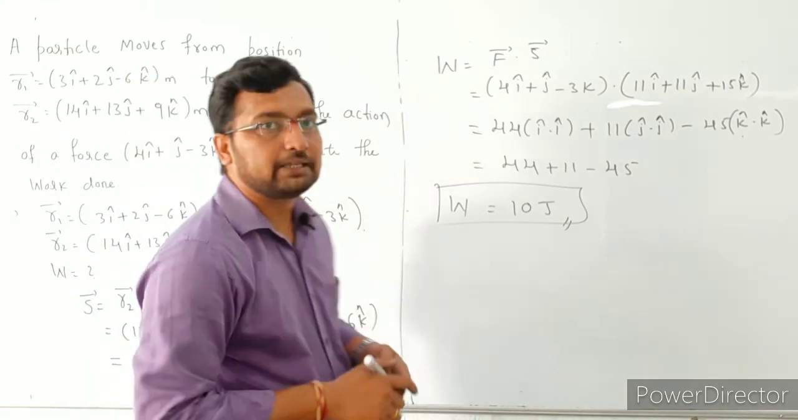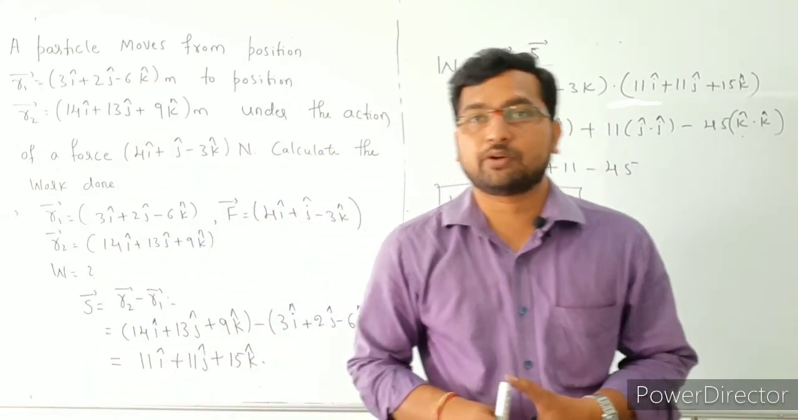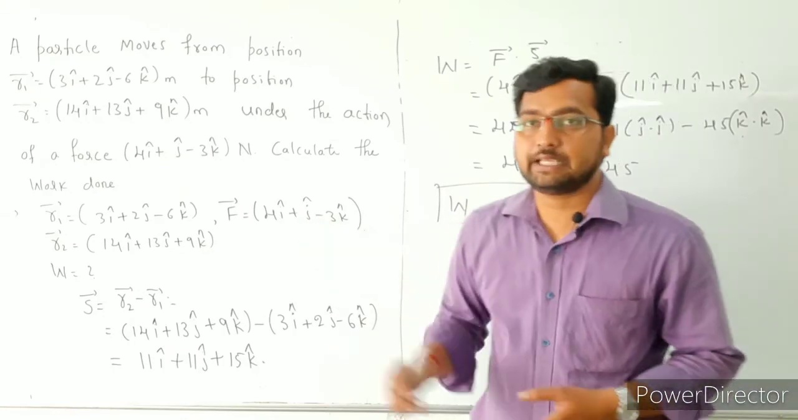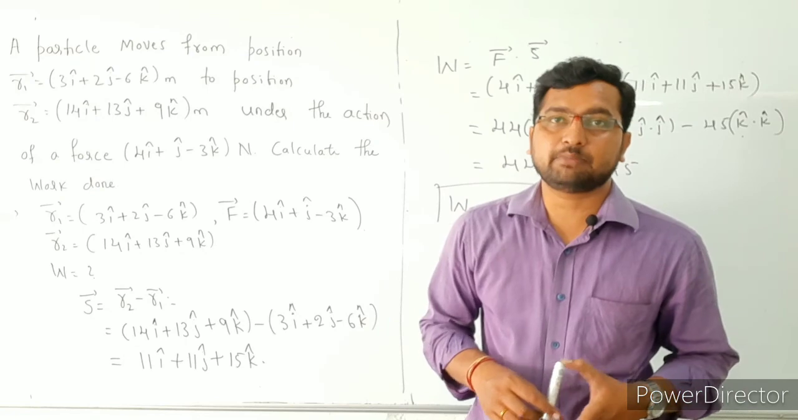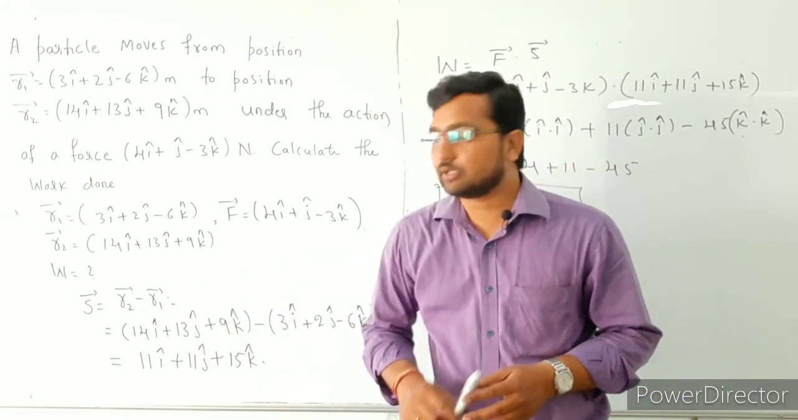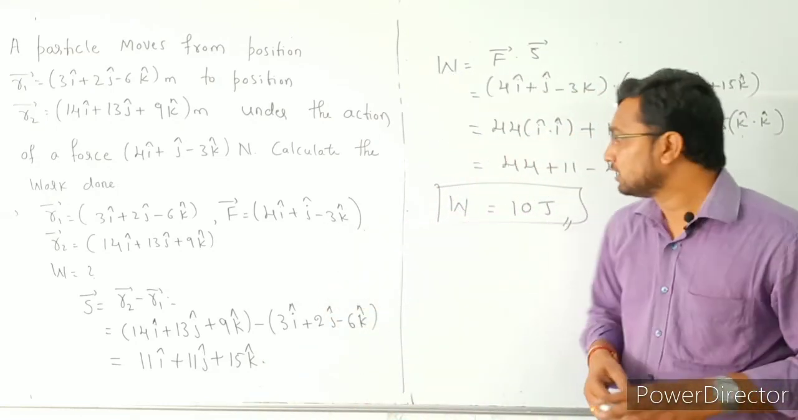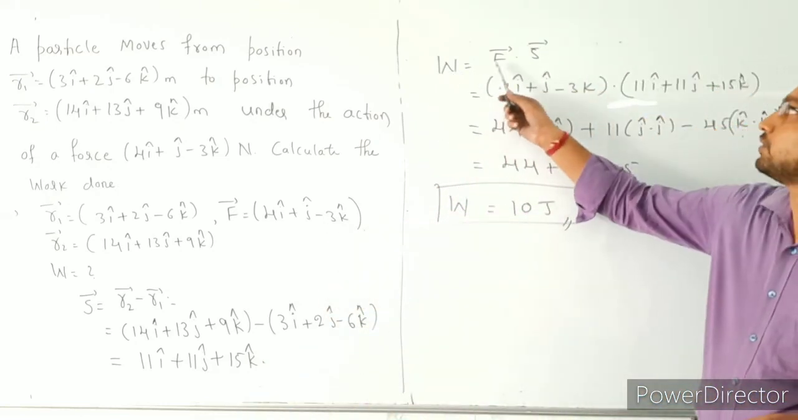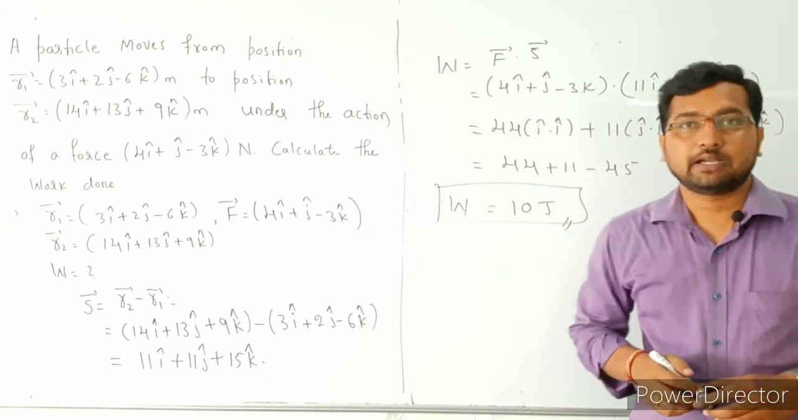So in this problem the initial position of the body is given, the final position of the body is given, and the force is given. First we find the displacement. Displacement is nothing but final position minus initial position, that is r2 minus r1. So this is the displacement value, and the force value is given. Then W is equal to F dot S. Simplifying this, we get the final answer, 10 joules.